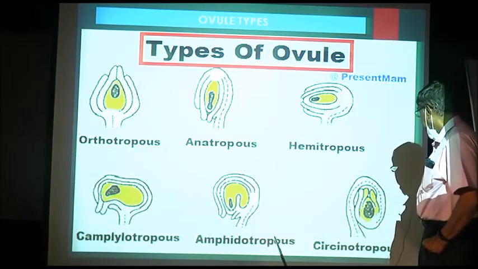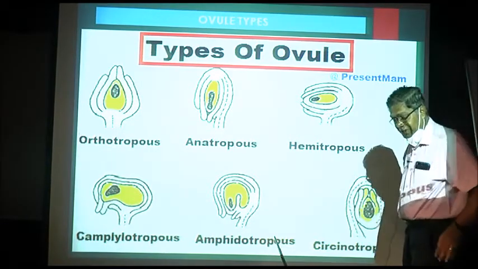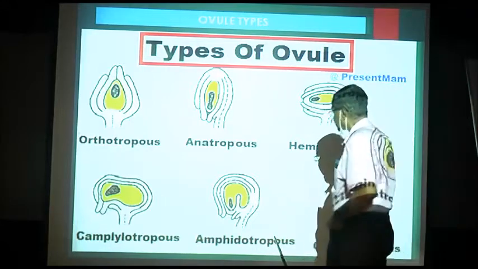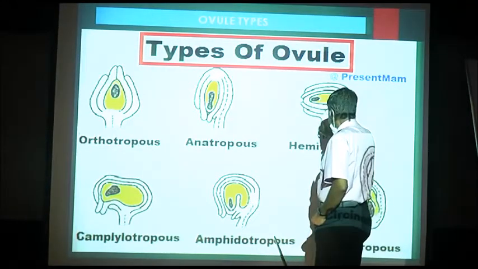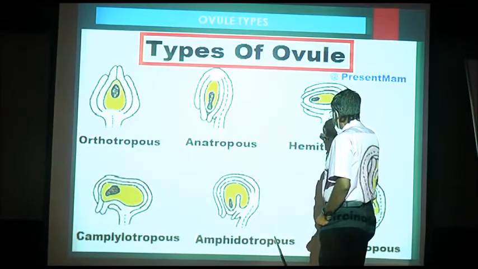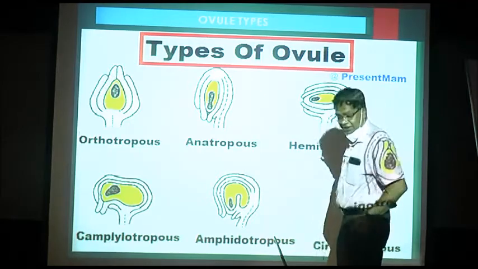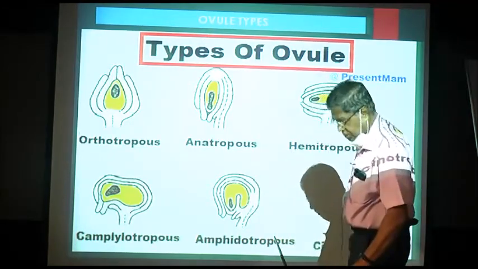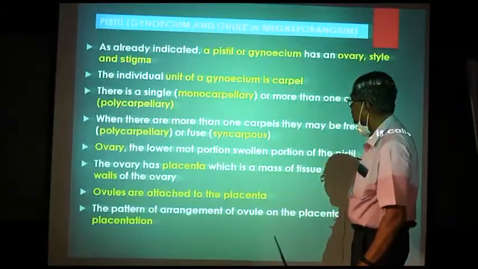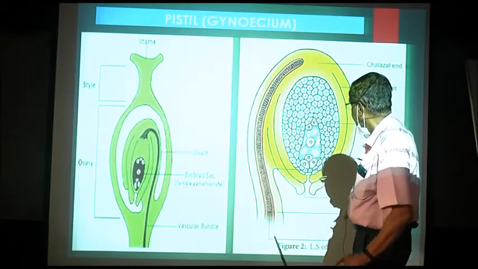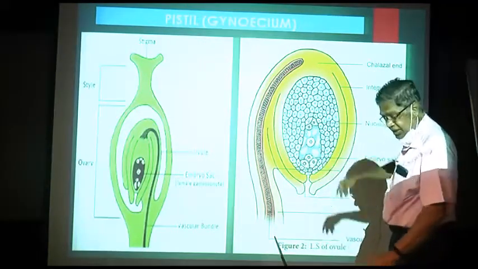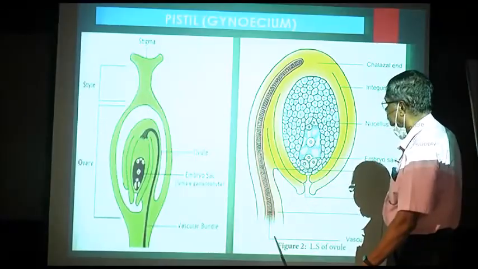Now, orthotropous, anatropous, hemianatropous, campylotropous, amphitropous, and circinotropous. These are the types of ovules with respect to the position of the hilum and funicle in relation to the chalazal and micropylar ends. But as I have told you, the most common type of ovule is the anatropous ovule. The diagram clearly shows the anatropous ovule.